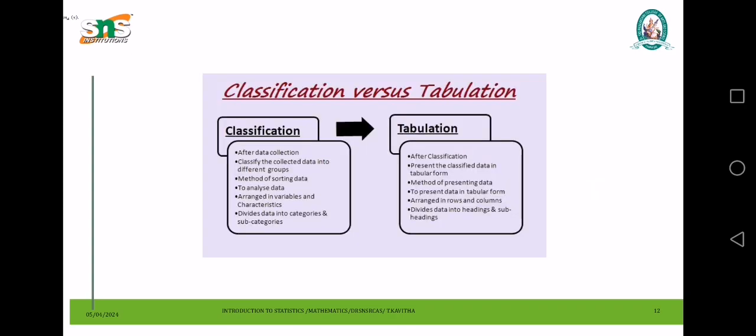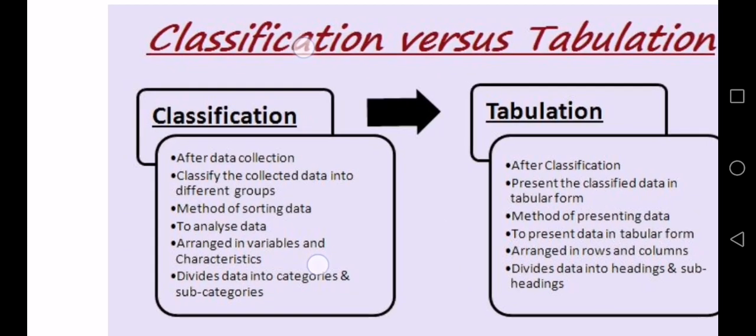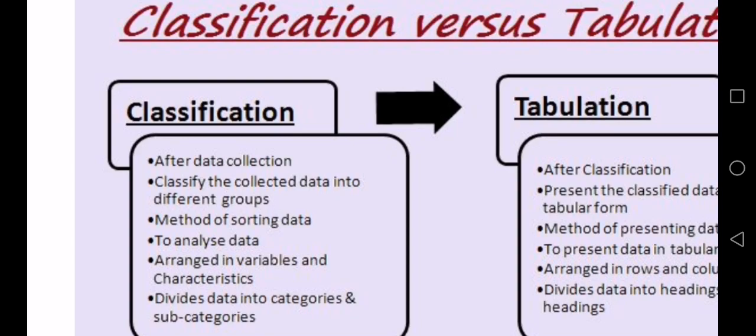This is the classification versus tabulation. Classification is after data collection. Tabulation is also after classification. Classification classifies the collected data into different groups. Tabulation presents the classified data in tabular form. Classification is the method of sorting data. Tabulation is the method of presenting data. Classification is to analyze data. Tabulation is to present data in tabular form. These are the differences between classification versus tabulation.